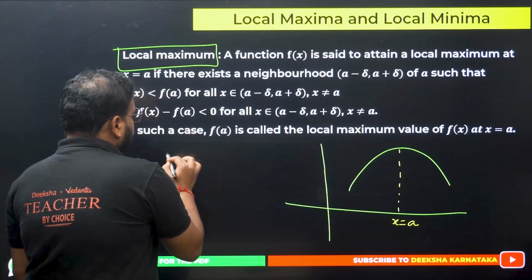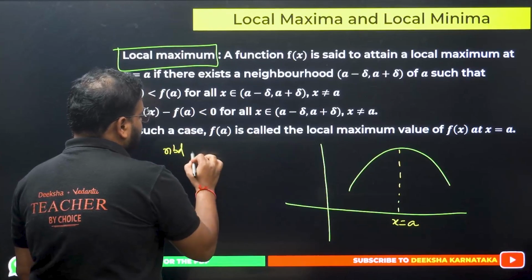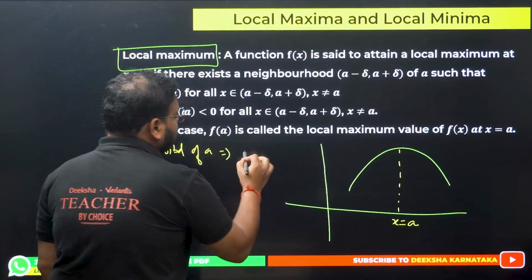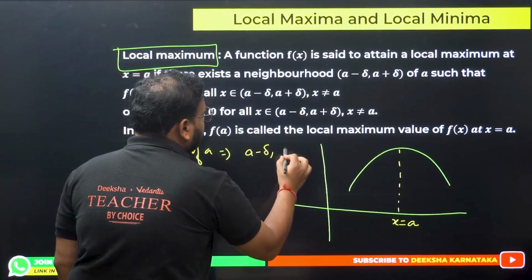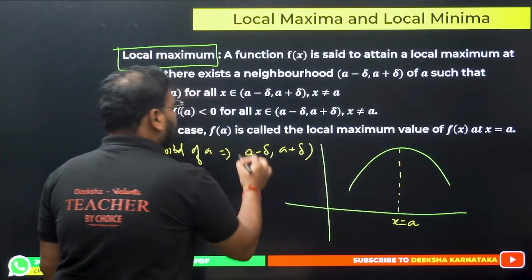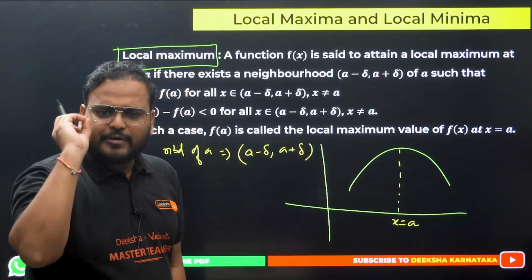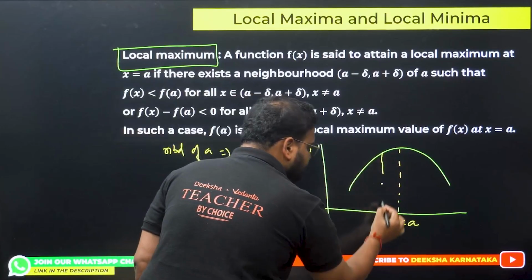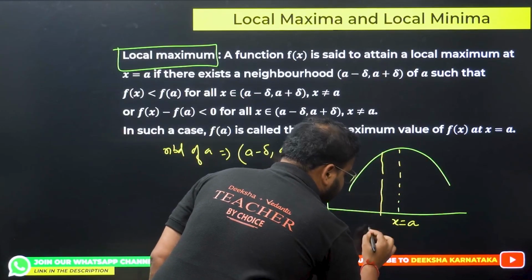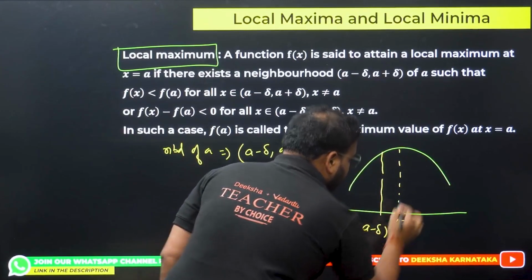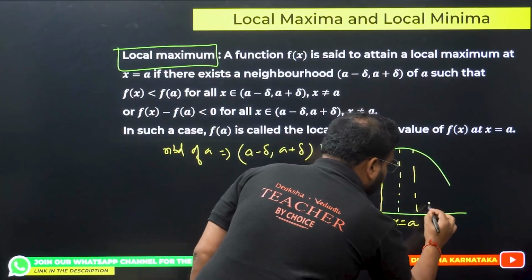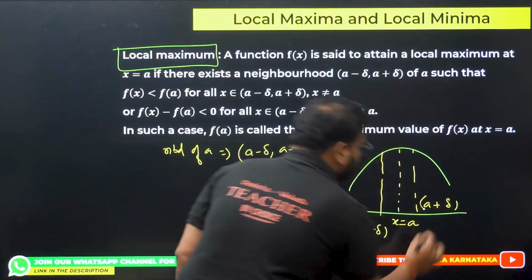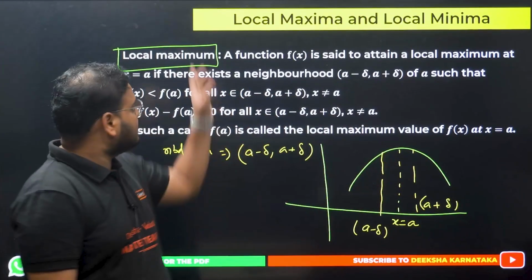I write here, the neighborhood of point a is given by a minus delta to a plus delta. What's the meaning of delta? Delta is a very, very small value. Okay, so we go over here and write this point as a minus delta and over here this point as a plus delta. So the local maxima concept is, the word is local.